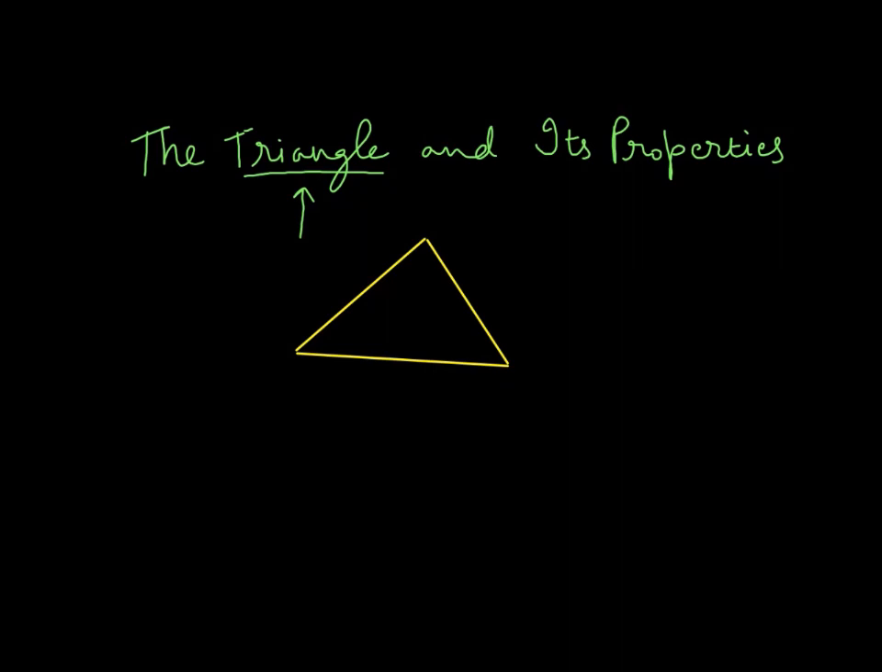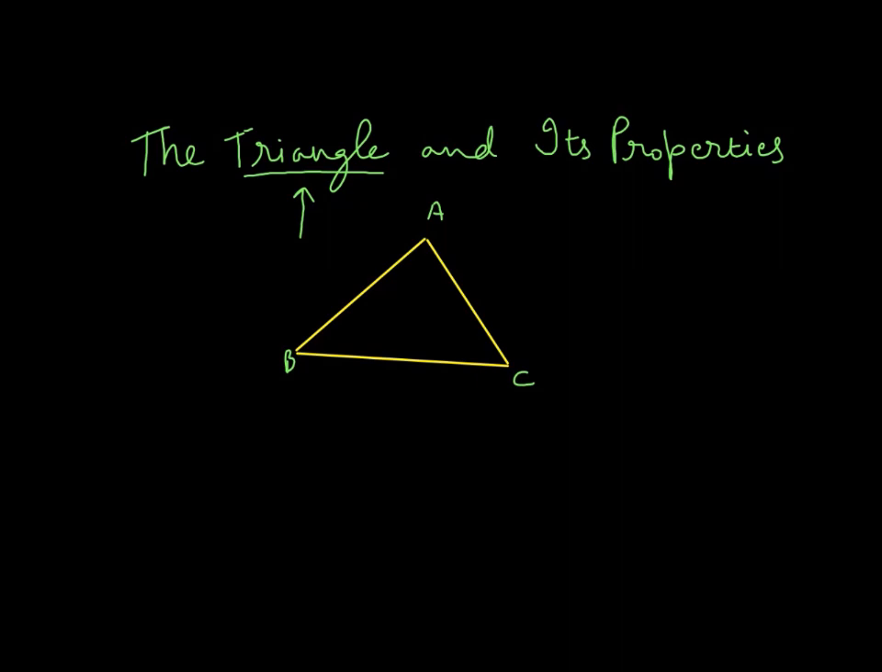Now this is the least possible polygon. We cannot make a polygon with two sides. The least number of sides for a polygon is 3. So a triangle is a polygon, and we name a triangle as, for example, I name this as triangle ABC.